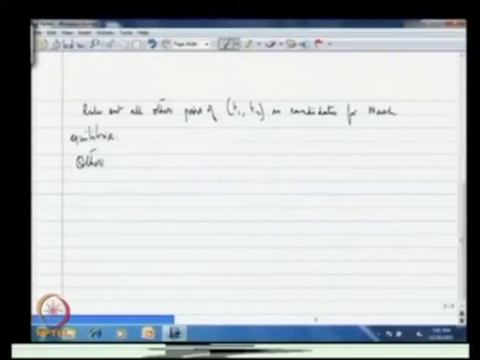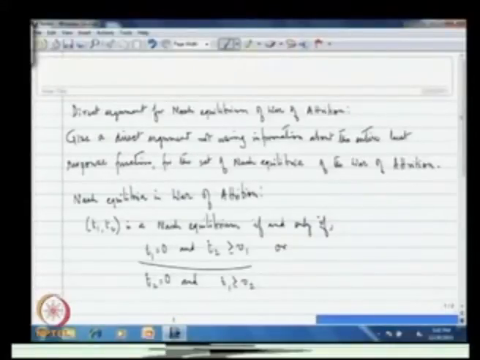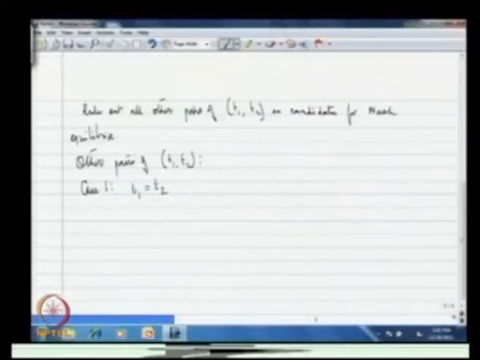Other pairs of T1, T2 could be the following cases. Case 1, T1 is equal to T2. Remember, since V1 and V2 are always greater than 0, it is never the case in Nash equilibrium that T1 is equal to T2. So, if we rule out this case, T1 equal to T2, that basically gets rid of a lot of possibilities.